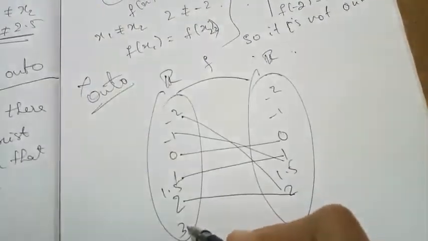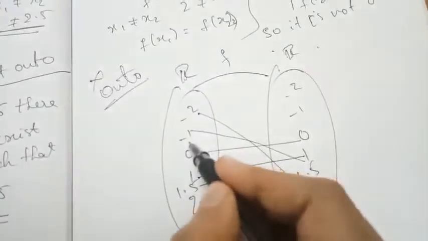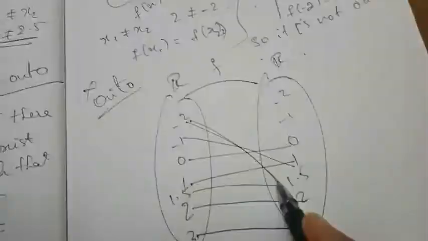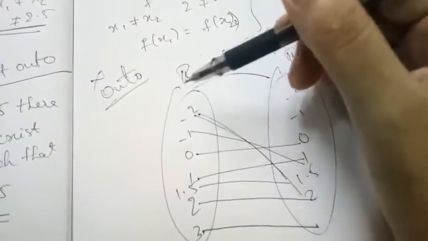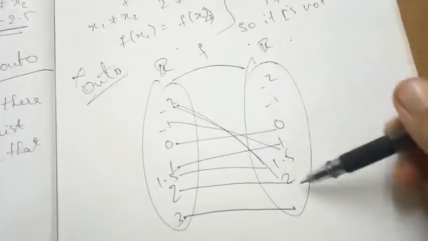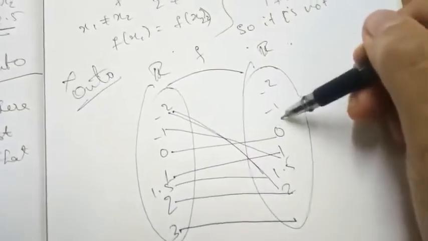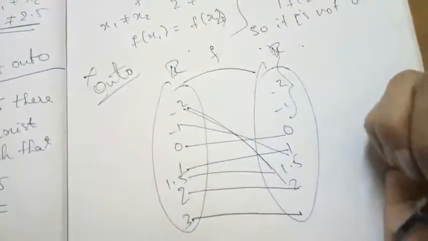When x is equal to 3, we get 3 only. You can see here, if it is 1.5, we get 1.5, and minus 1.5 also gives 1.5. So whatever negative values are present in the domain, those negative real numbers also get positive real number values only. But the negative real numbers in the codomain are not at all the image of any of the elements present in the domain.